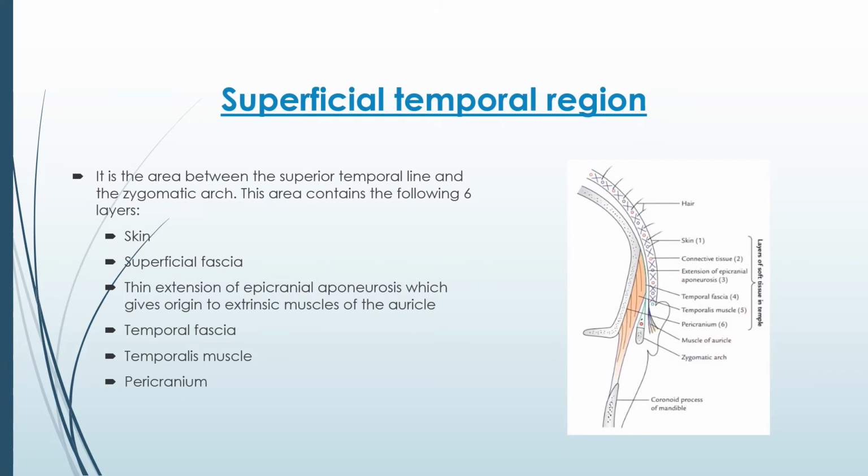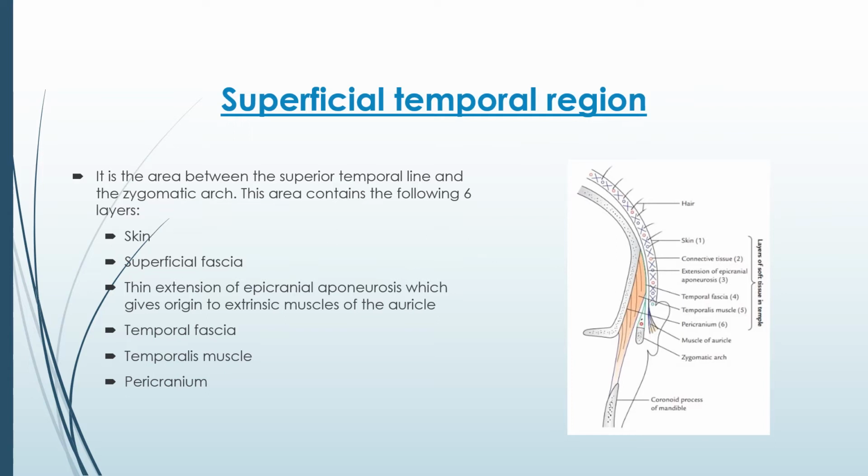As we had previously discussed, the area lying lateral to the scalp on both sides below the superior temporal line consists of the superficial temporal region. It is commonly known as the temple because tempus is Greek for time and graying of hair with age comes first in this area. This area is between the superior temporal line and the zygomatic arch. It consists of six layers: skin, superficial fascia. These first two layers are common to both this area and the scalp.